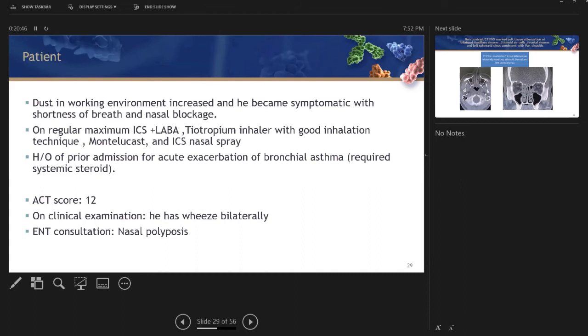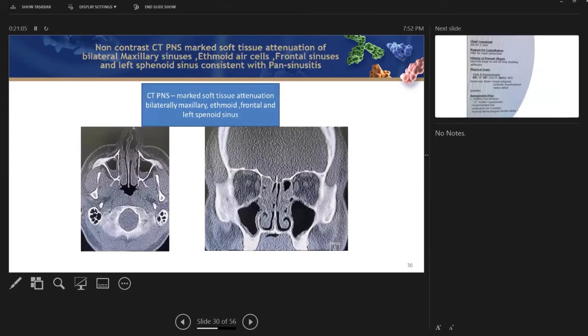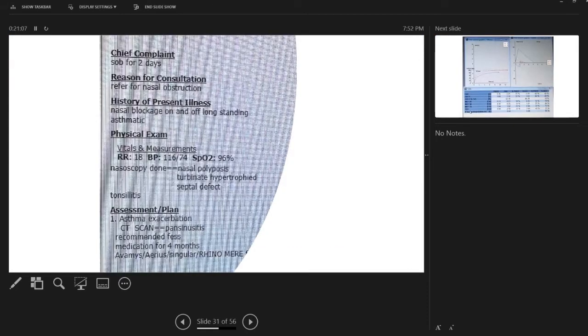He has wheezed bilaterally. We did an ENT consultation, and our ENT colleagues told us he has pan-sinusitis, and they recommended surgery for him, the functional endoscopic sinus surgery. And this is the consultation and the CT scan finding from the ENT doctor.